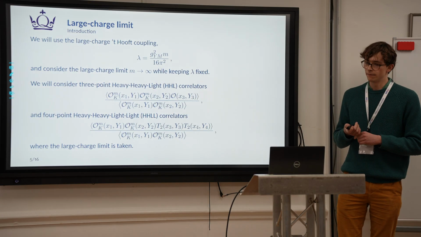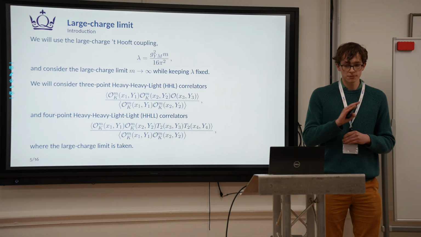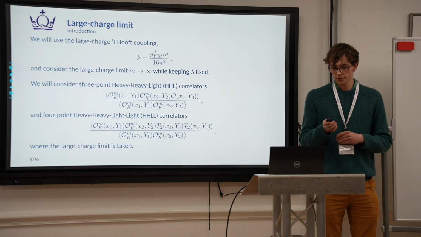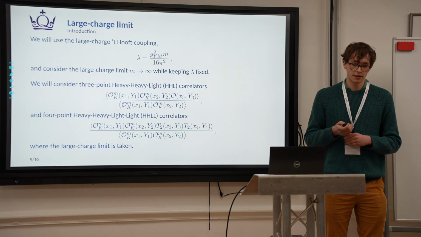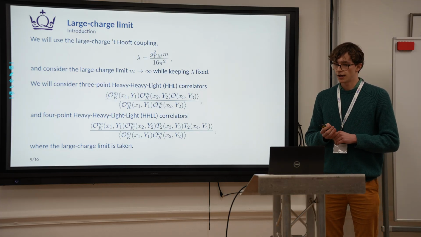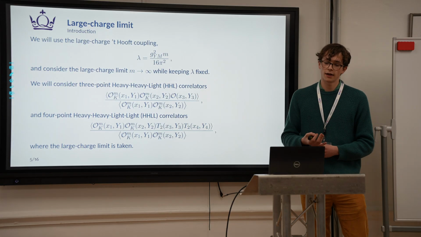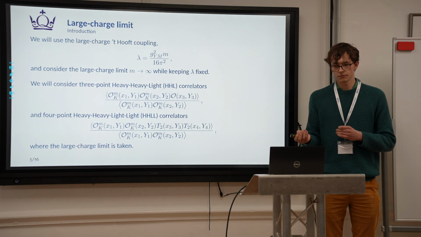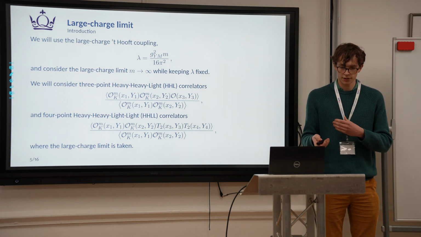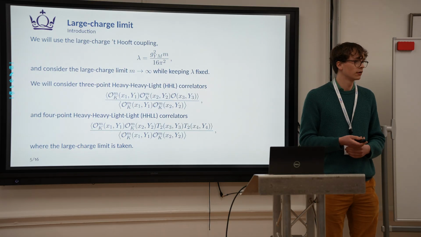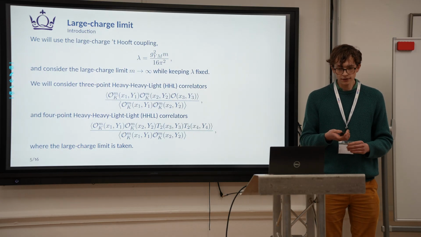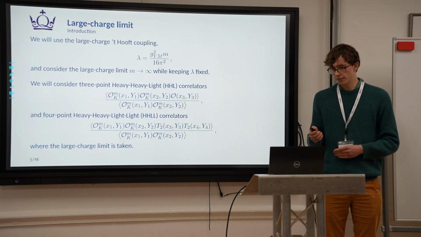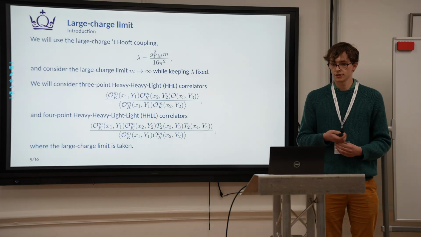So we use this specific limit of this. We keep the large charge 't Hooft coupling constant. So that's what we define here. It's lambda. It's quite similar to the normal 't Hooft coupling, where we've effectively replaced N, the rank of the gauge group, with n, which is effectively the dimension of the operators. So when we say the large charge limit, it's bearing in mind that this lambda is being kept constant.